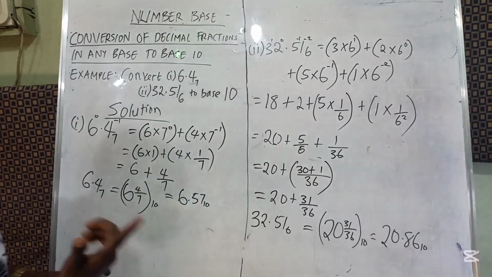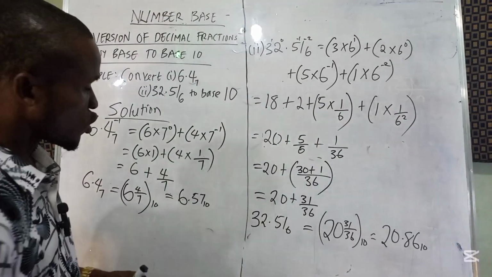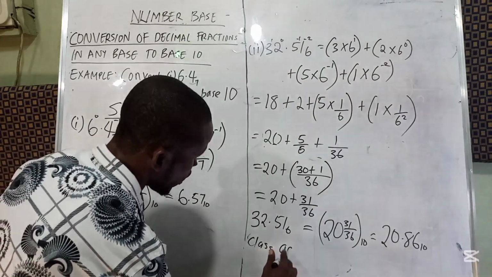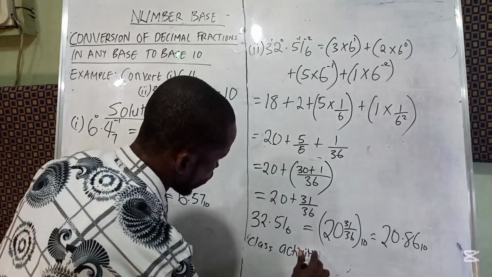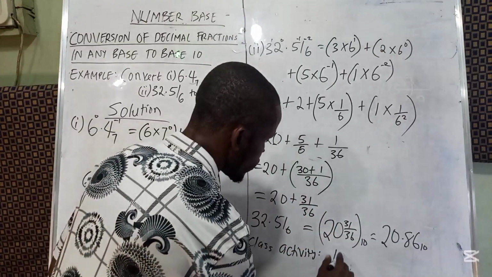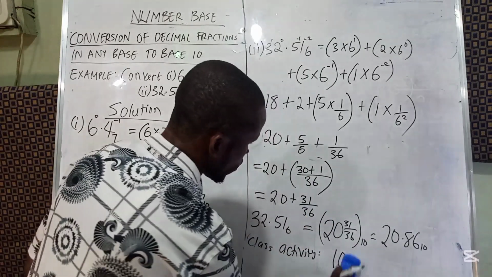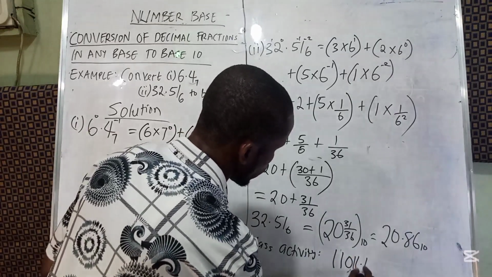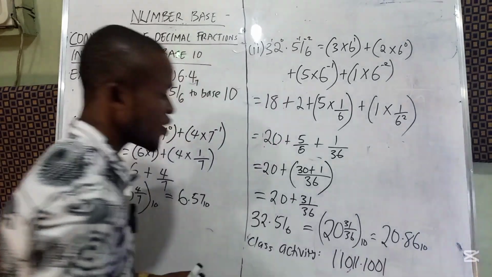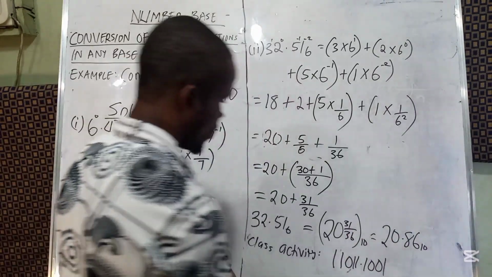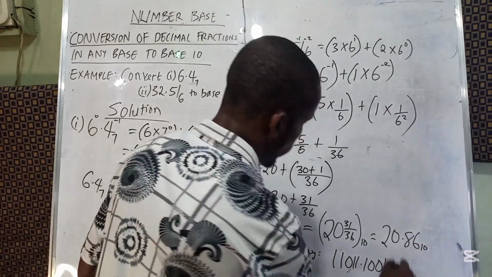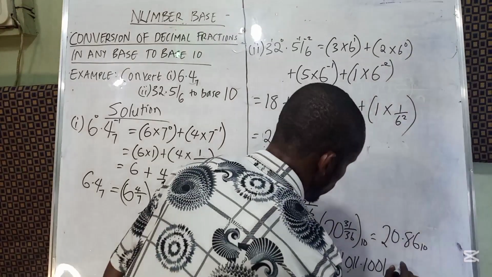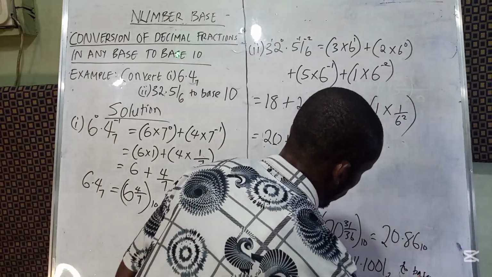So I want us to do this and then drop it in the comment section. Convert this, our class activity. Let's say convert the number 11011.1001, which is in base 2, to base 10.